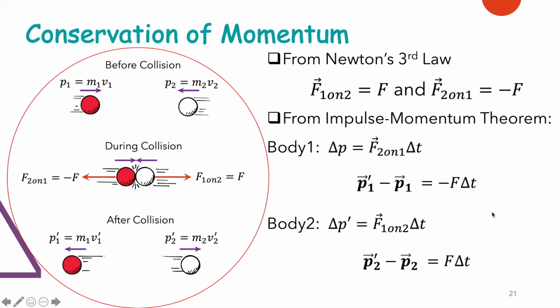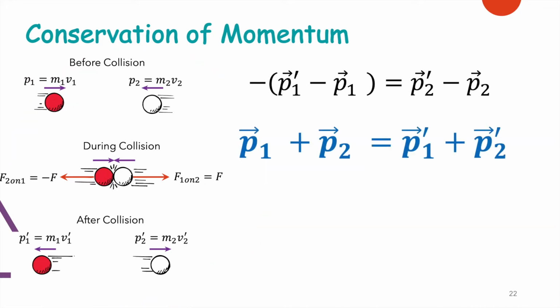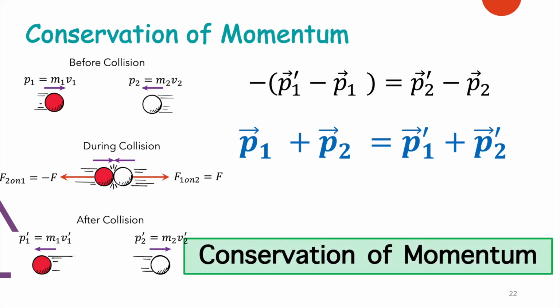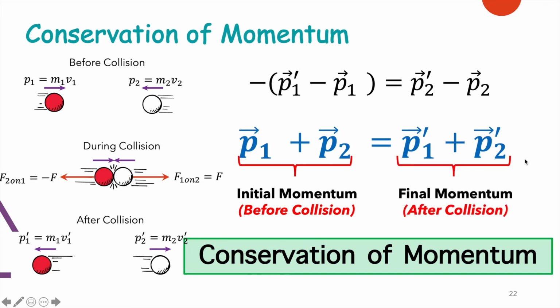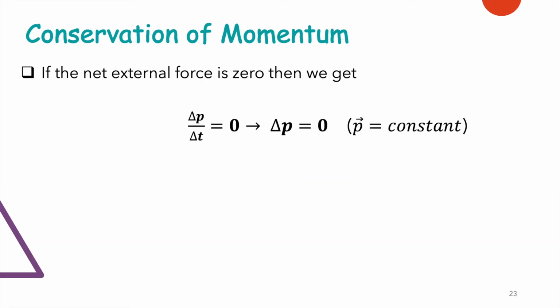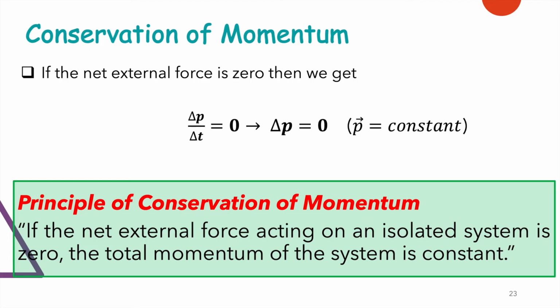Here, manipulating these two equations by multiplying negative 1 on both sides of this equation and rearranging the equations will give rise to the equation for the conservation of momentum. In which the left side of the equation is the initial momentum of the system, which is equal to the right side, the final momentum of the whole system. So the condition for the conservation of momentum is that if the net external force is zero, the total momentum of the system is constant.